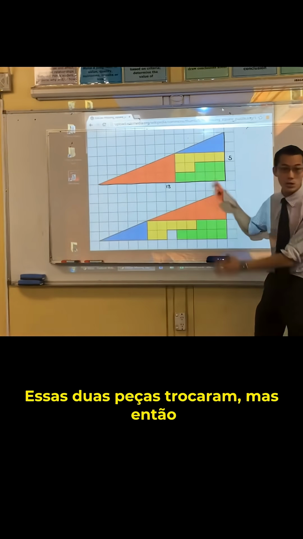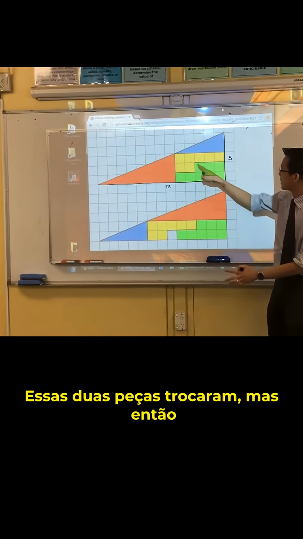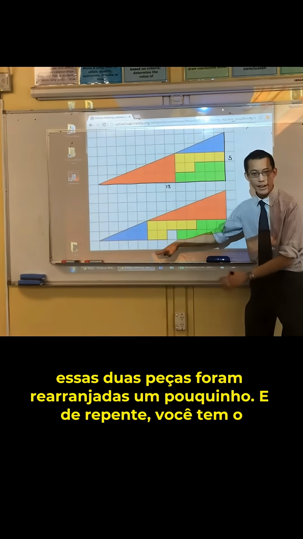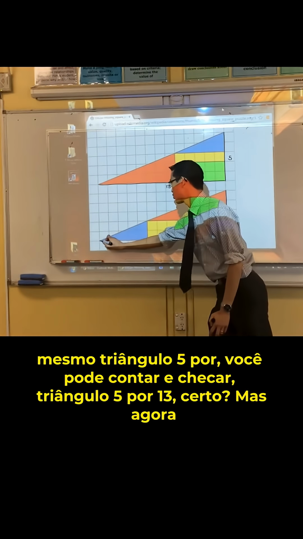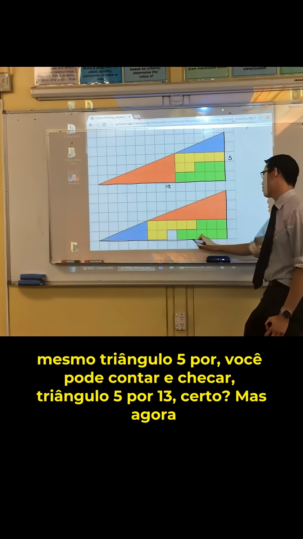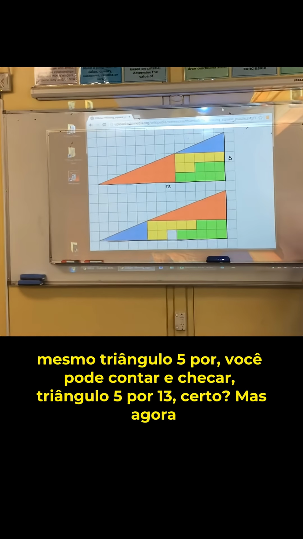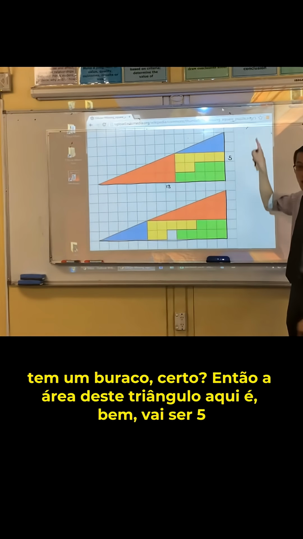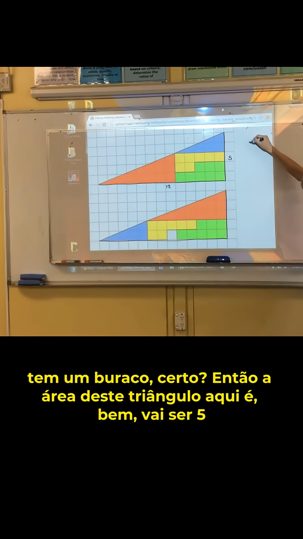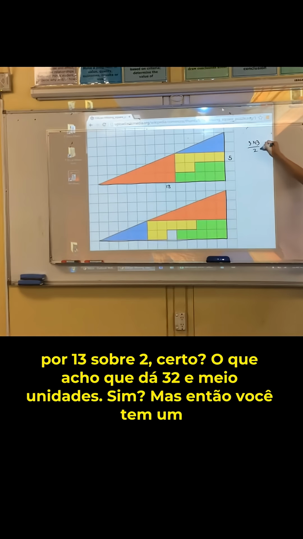These two pieces have swapped, but then these two pieces have been rearranged a little bit. And suddenly, you've got the same 5 by 13 triangle, you can count it and double check, right? But now there's a hole, right? So the area of this triangle here is going to be 5 by 13 on 2, which I think is 32.5 units.